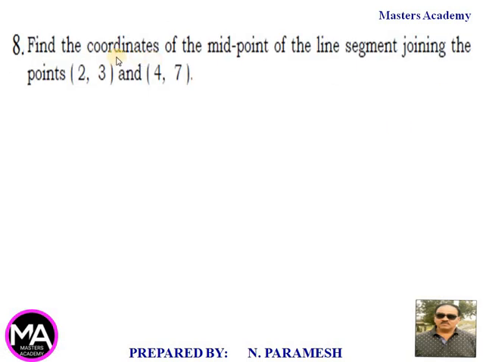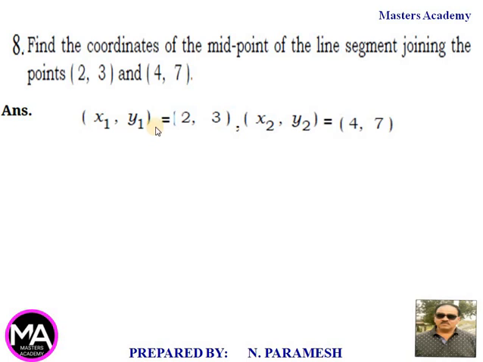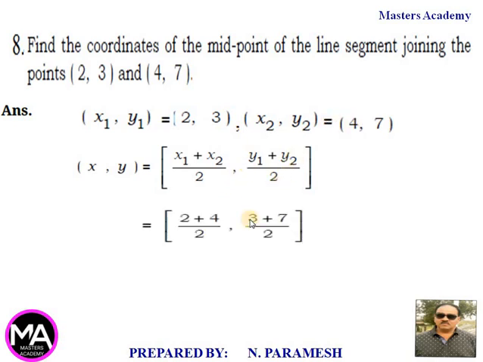Eighth question: Find the coordinates of the midpoint of the line segment joining the points (2, 3) and (4, 7). Answer: (x1, y1) = (2, 3), (x2, y2) = (4, 7). Using the midpoint formula, (x, y) = ((x1 + x2)/2, (y1 + y2)/2). Substituting the values, ((2 + 4)/2, (3 + 7)/2) = (6/2, 10/2) = (3, 5).